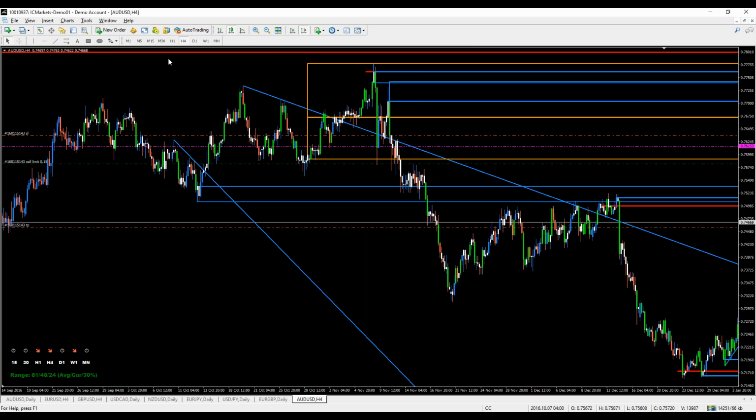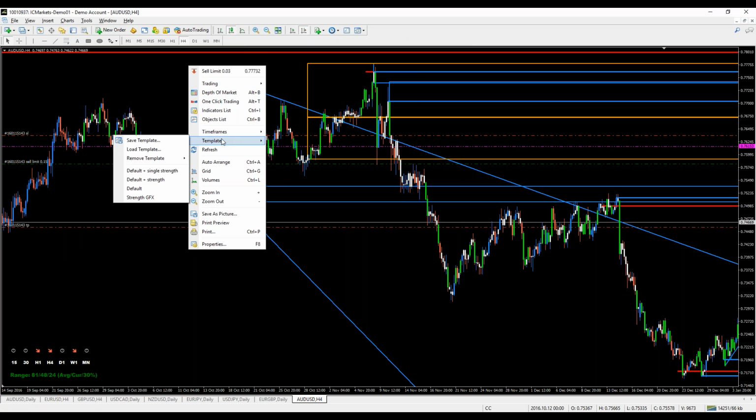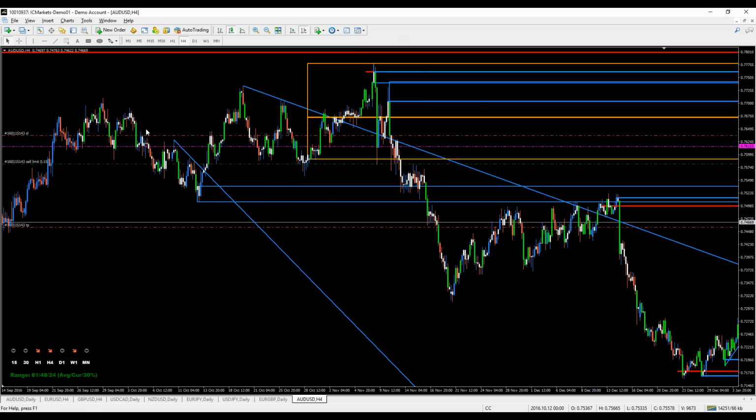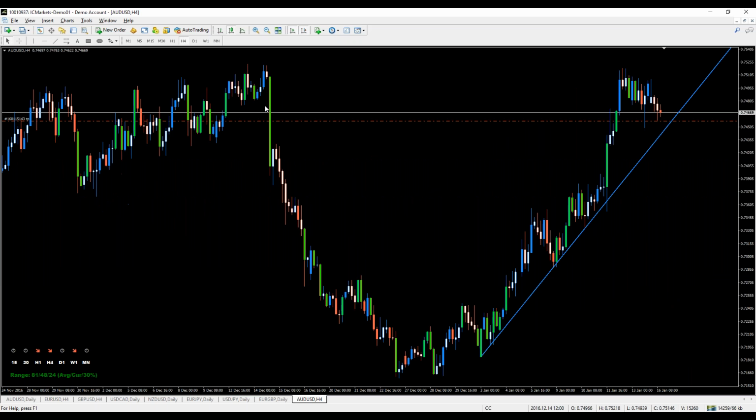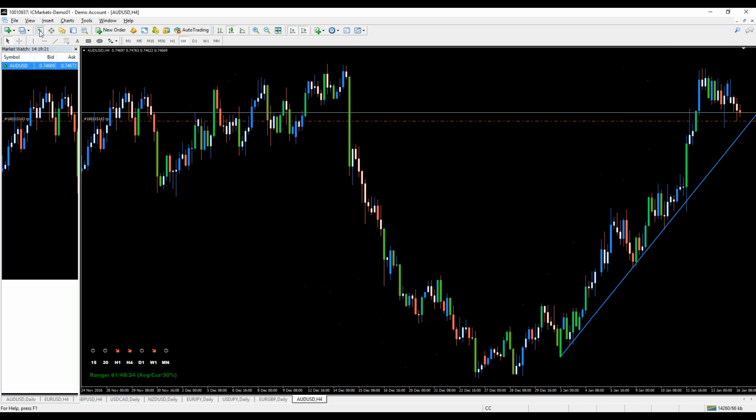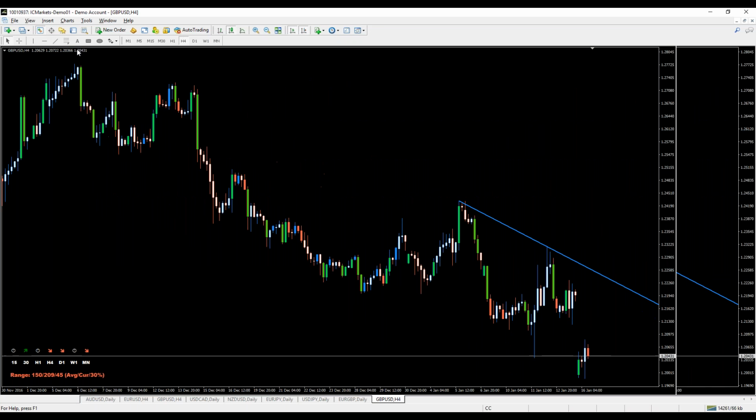Okay, so I'm going to go through this once again, just so this is super clear. I'm going to remove everything like so, and we're going to take a different pair just so we have something different to look at.